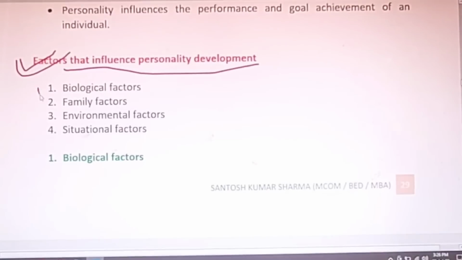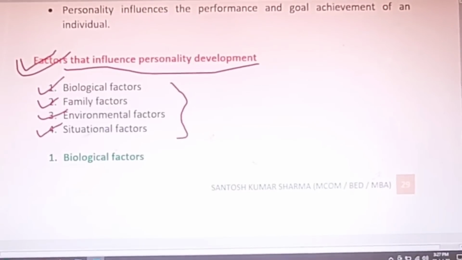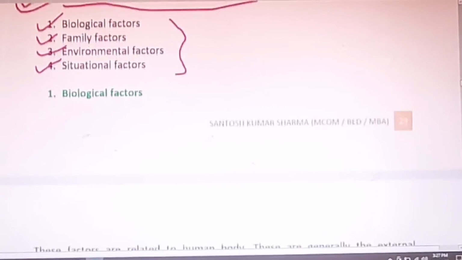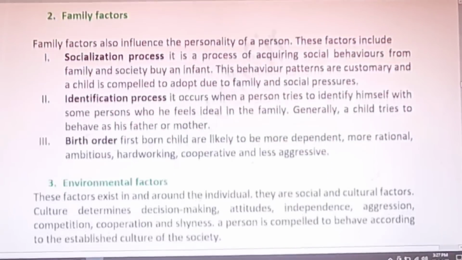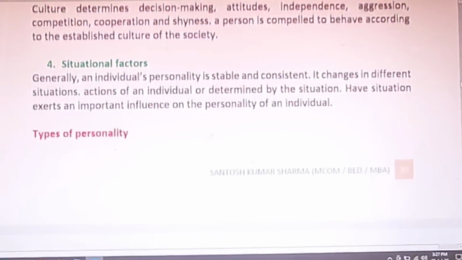Basically, these factors are biological factors, then family factors, environmental factors and situational factors. So all these four factors should be explained properly with good length to get good marks. I have explained all these points in the previous videos.